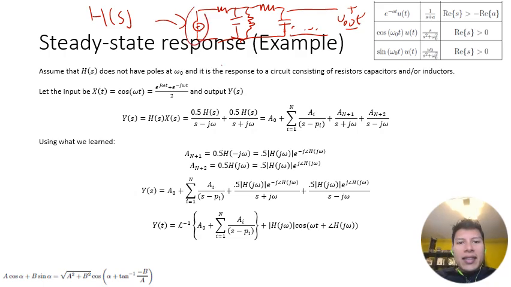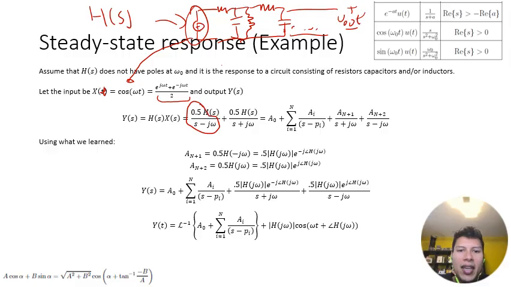Now, let's assume that this input here is cosine omega t, that has a Laplace transform. So with an input in time of cosine omega t, its Laplace transform is simply 1/2 over s minus j omega plus 1/2 over s plus j omega. So that's the Laplace transform of the input. And we know that the output is just the input times the transfer function.